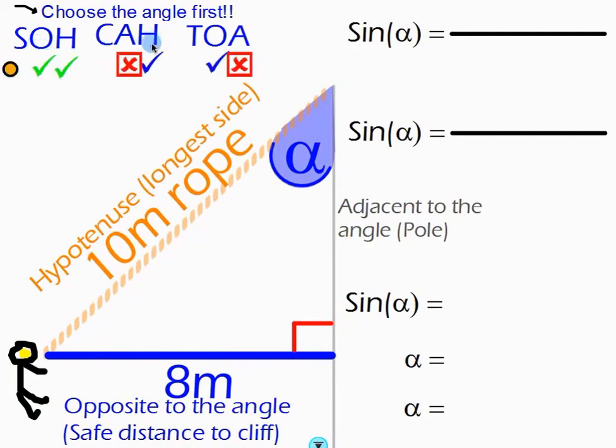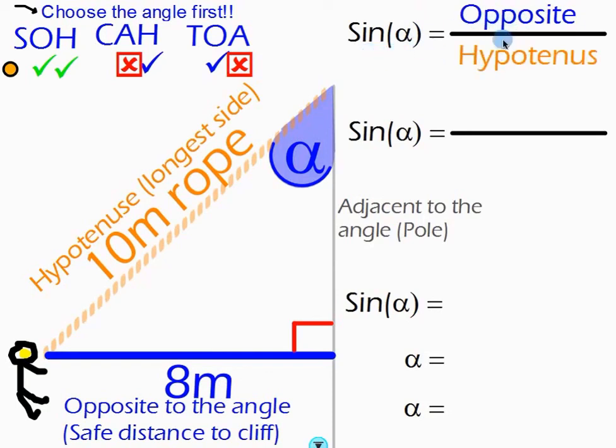Cos has the hypotenuse, but it doesn't have the opposite. Tan has the opposite, but it doesn't have the hypotenuse. So the only function that has the two sides that we care about is sine. So we're going to use the sine function. So the sine of this angle is going to be equal to the opposite length divided by the hypotenuse length. So the sine of this angle is equal to 8 meters divided by 10 meters.